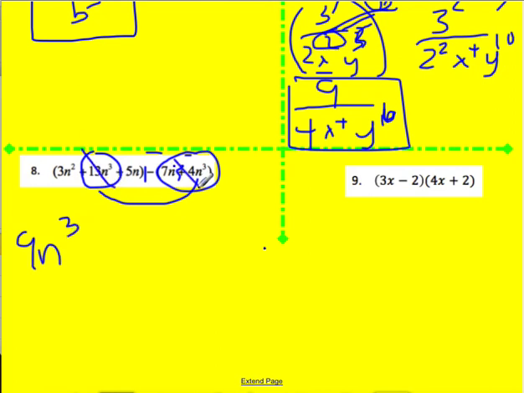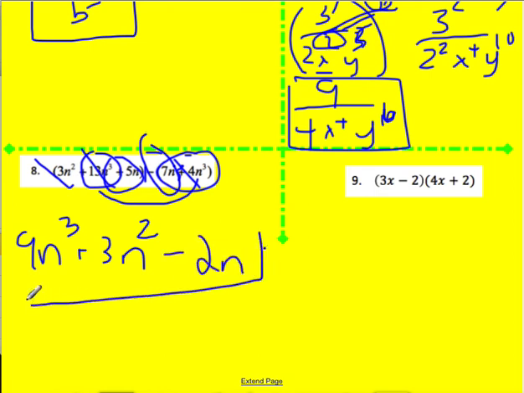And now I've taken care of the cube terms. And then I have plus 3n squared, that doesn't have anything to be added with. And then I have plus 5n minus 7n, so that's going to become minus 2n. So that right there is your standard form simplified version.